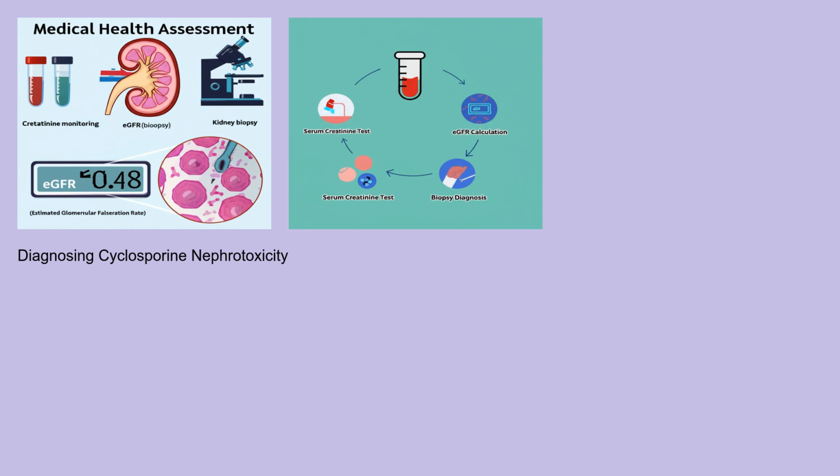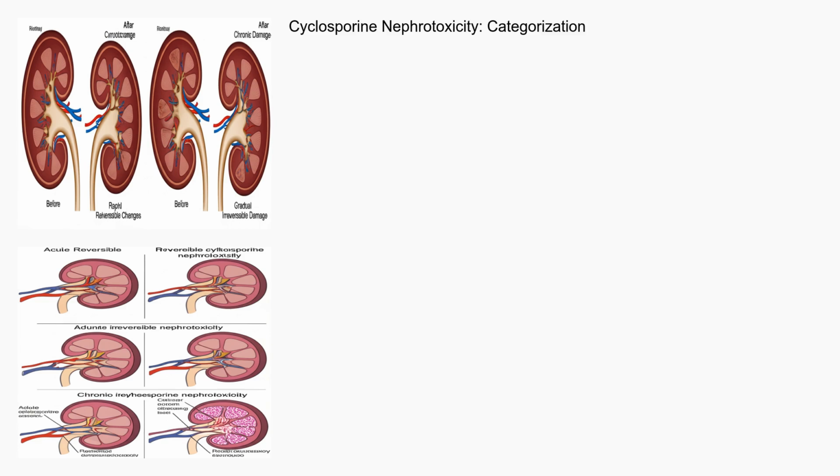Diagnosing cyclosporine nephrotoxicity typically involves a combination of methods. Firstly, monitoring of serum creatinine levels is essential. An increase in creatinine, a waste product filtered by the kidneys, indicates reduced kidney function. Secondly, measuring the estimated glomerular filtration rate, or eGFR, provides a more accurate assessment of kidney function. Thirdly, a kidney biopsy, where a small sample of kidney tissue is examined under a microscope, can help confirm the diagnosis and assess the extent of damage. Finally, ruling out other potential causes of kidney dysfunction, such as infection or obstruction, is necessary to ensure an accurate diagnosis of cyclosporine nephrotoxicity.